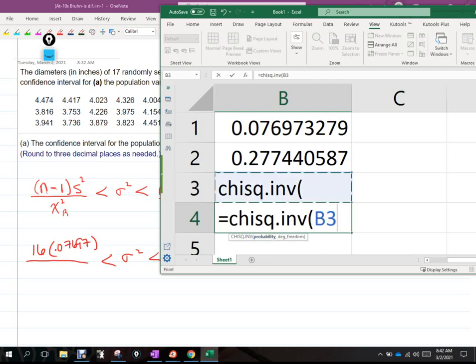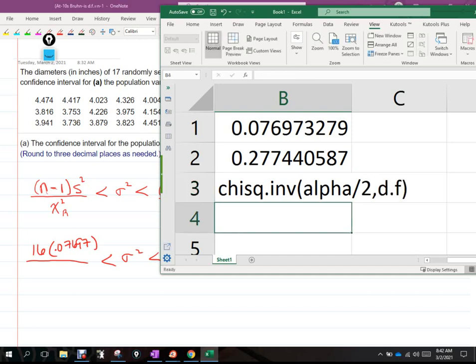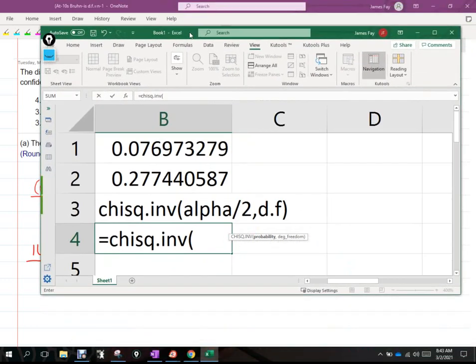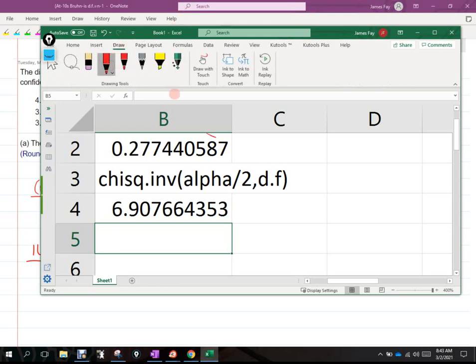Okay? So, just helping me remind myself, right here, we go alpha over 2, and then it'll ask me for degrees of freedom, okay? That will give me one of my chi-squared values. Okay, so we wanted a 95% confidence interval, so alpha would be 0.05, alpha over 2 is 0.025. And my degrees of freedom we said was 16, and that is the chi-squared left value that we're looking for.